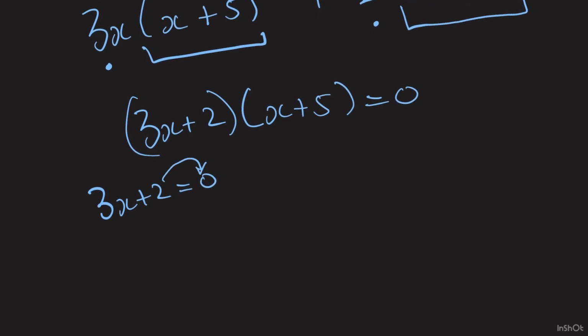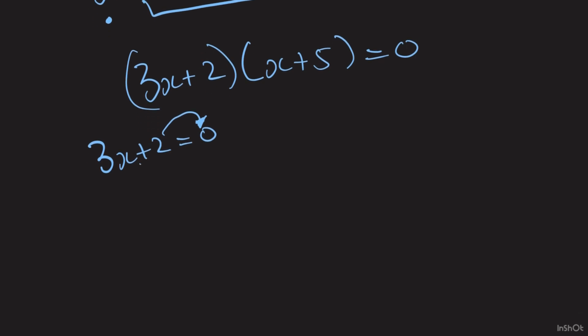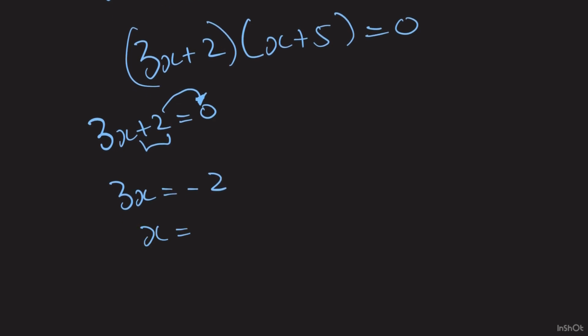Perfect. Now, to make this bracket equal 0, just write 3x plus 2 equals 0. Move the 2 to the other side. Whenever you move a number from one side to the other, it changes sign, so it goes from plus 2 to minus 2. And now let's divide both sides by 3, so that's minus 2 over 3.